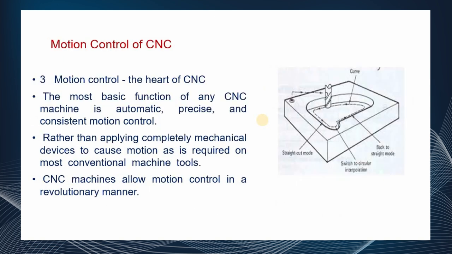Motion control is the heart of computer numerical control. The most basic function of any computer numerical control machine is automatic, precise and consistent motion control. These are the major basic functions of computer numerical control. Rather than applying completely mechanical devices to cause a motion as required in most conventional machine tools, CNC machines allow motion to be controlled in a revolutionary manner.